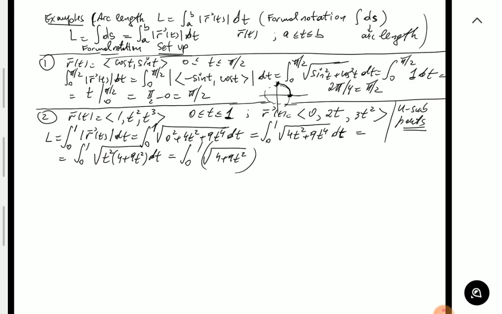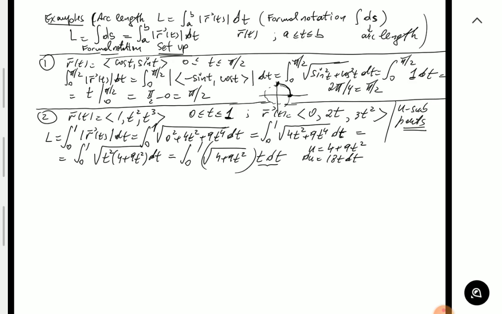If I write it like that, it should be pretty obvious now that a u-substitution is the way to go. Might be a good idea to stop the video now and try to finish this integral yourself. Just perform a u-substitution. Why does it work? Well, if you pick your substitution u = 4 plus 9t squared, then du, the derivative, is 18t dt, which pairs nicely with the remaining t dt outside of the integral.